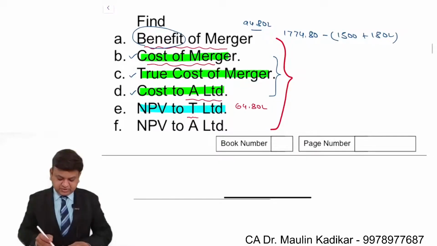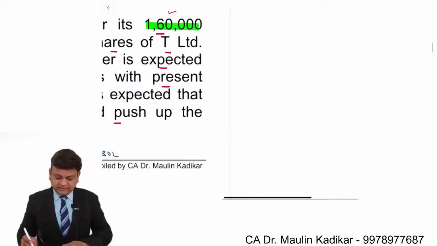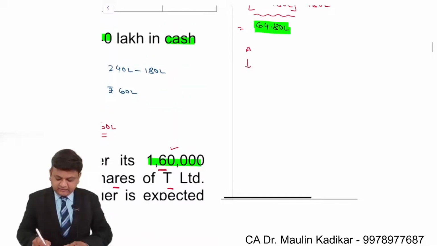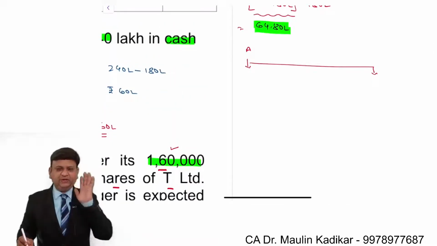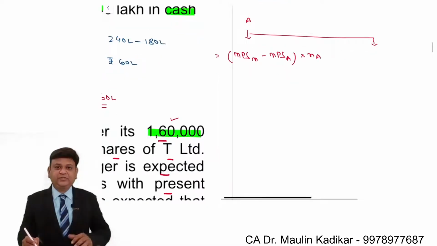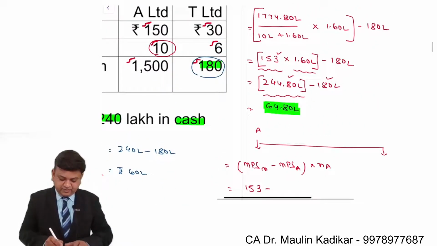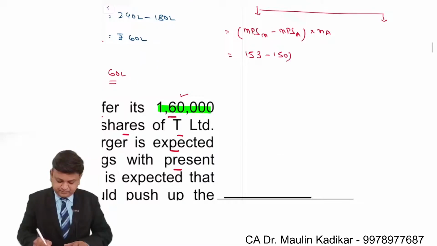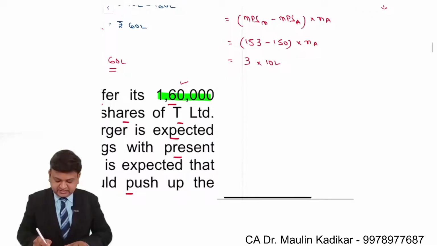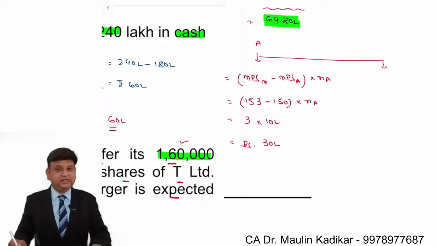Last calculation is the NPV to the acquiring company. Dear students, from the acquiring company's point of view, we can make the calculation by one of two methods. Logically, it is EPS of the merged firm minus EPS of A before merger, multiplied by the number of shares of the acquiring company. The EPS of the merged firm is 153. Before merger, it was 150. So there is an increase of ₹3 per share, into the number of shares of the acquiring company, that is 10 lakhs. So the NPV to the acquiring company shareholders is 30 lakhs.